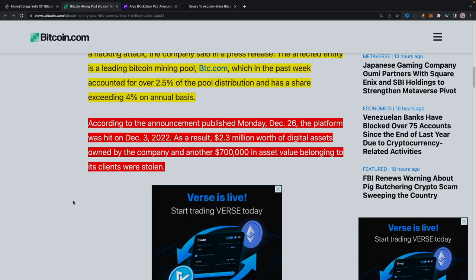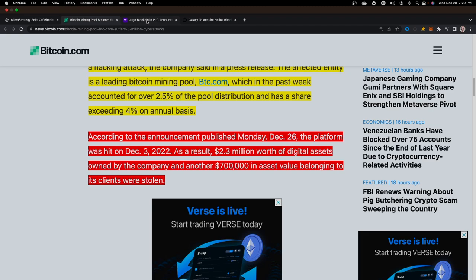So always, if you're mining, get your coins off of the mining pools, sell them, do whatever, put them into cold storage or hardware wallets, something like that. Get them off of there because there is always a potential of being hacked.